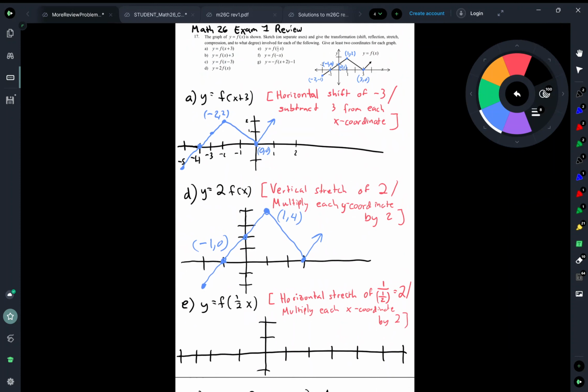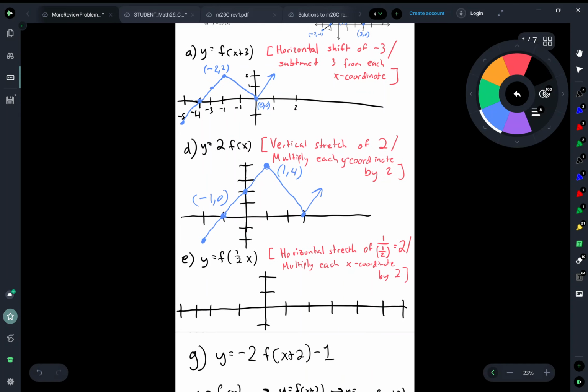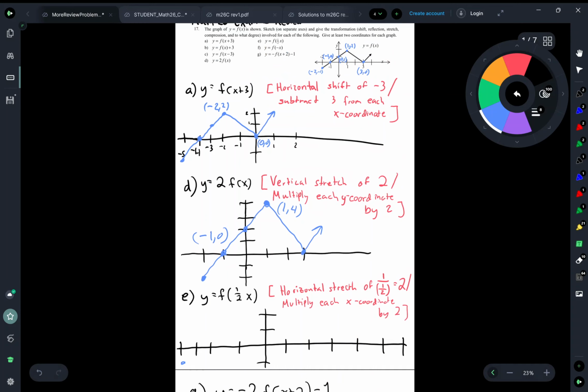And again, the same thing. You're going to see negative 2 comma 1 is going to become negative 4 comma 1. Negative 1 comma 0 is going to become negative 2 comma 0, and so on. Just get those points, manipulate their x-coordinate, leave the y-coordinates alone. And so that becomes, like I said, negative 4 comma negative 1, negative 2 comma 0, 0 comma 1 stays that way. And you notice my graph probably wasn't the best in terms of its spacing, but that's okay. 1 comma 2 becomes 2 comma 2, and 3 comma 0 becomes 6 comma 0.